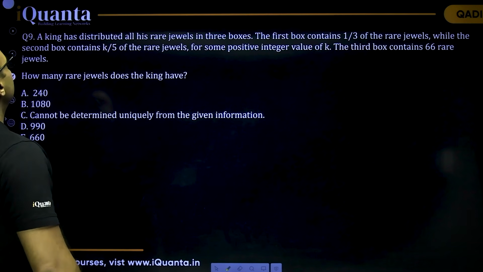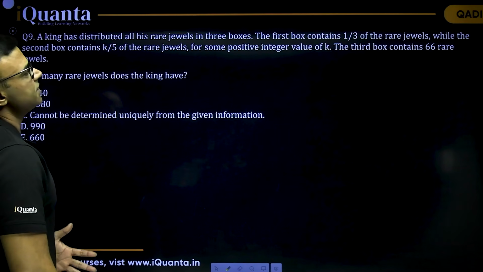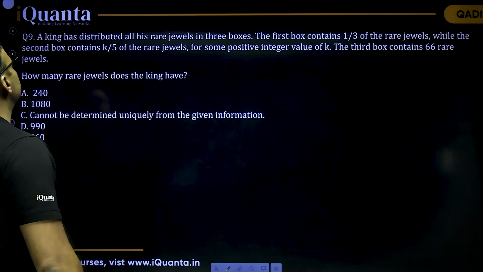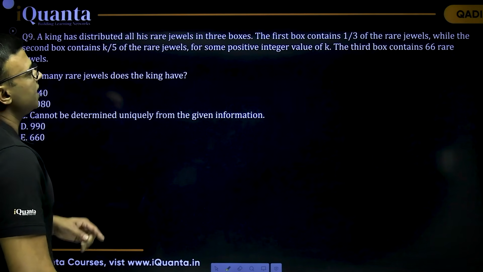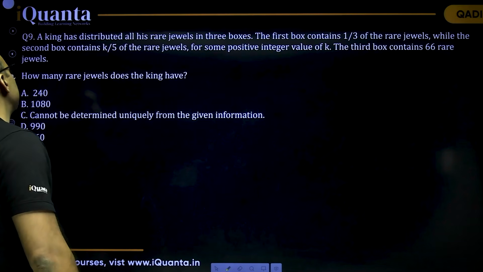Now this is a core question of numbers. Let's say a king has distributed all his rare jewels in 3 boxes. The first box contains 1/3 of the rare jewels, while the second box contains k by 5 of the rare jewels for some positive integer value of k. The third box contains 66 rare jewels.